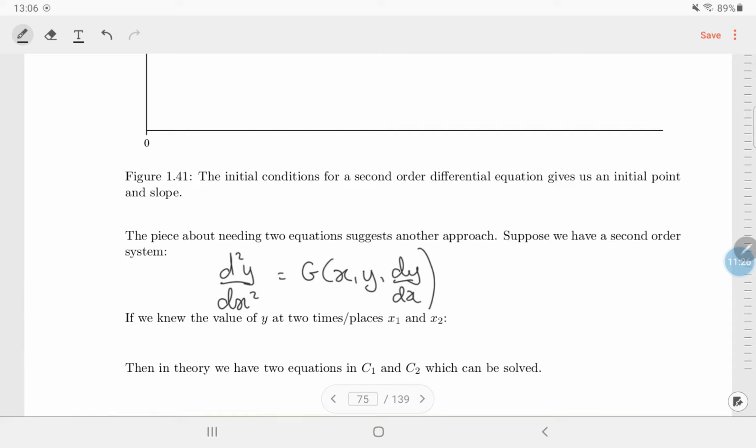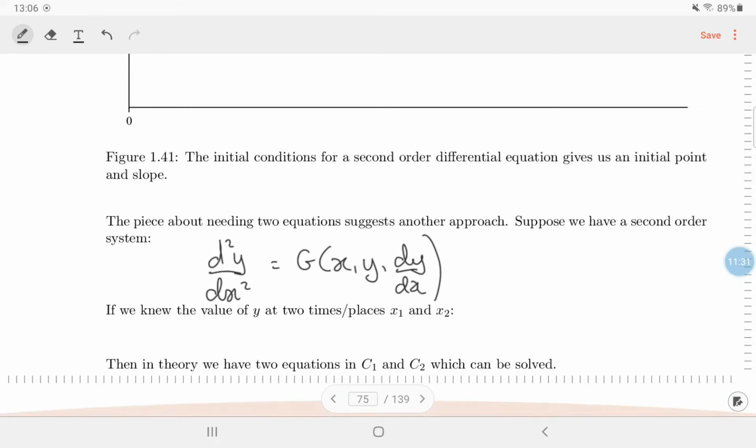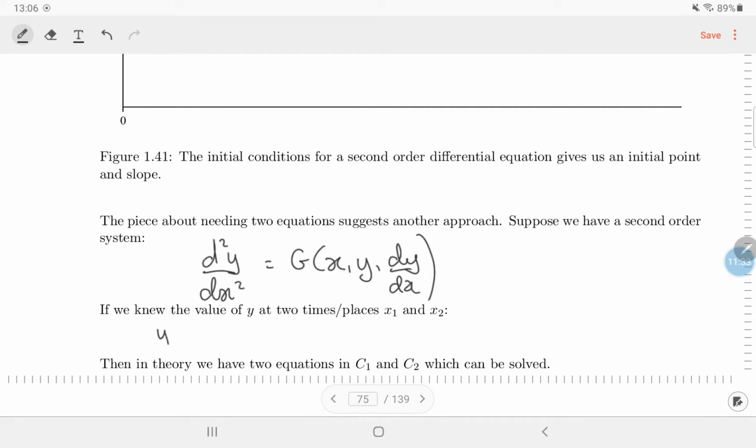So all we need to do is generate two equations, really. So what we could do is, if we knew the value of y at two different places, say at x1 it's equal to y1, and at x2 it's equal to y2, then in theory you have two equations and two unknowns which can be solved. So if you have a second order differential equation, normally you say, oh, you want two initial conditions. That's what you know from Laplace.